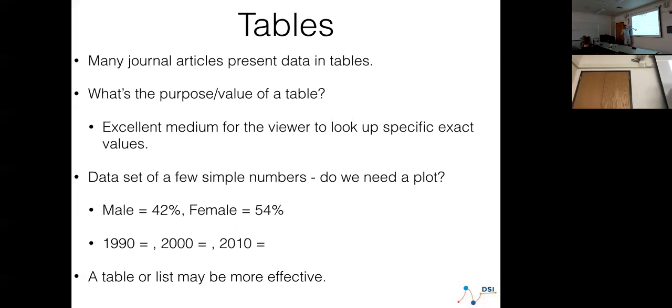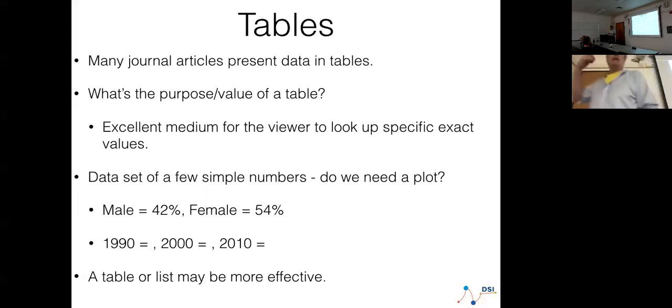First of all, we do see a bunch of this: if this is your data set, for example, male is 42%, female is 54%. There are two different categories, two values, and you're going to give up about 3 square inches of a page to display these two numbers. Not a good use of space. This text here gets the point across pretty quickly. There's no point in using a table or plot or anything for two numbers, especially if this was 42 and 58. You go, okay, one group is 42, the other is the rest.